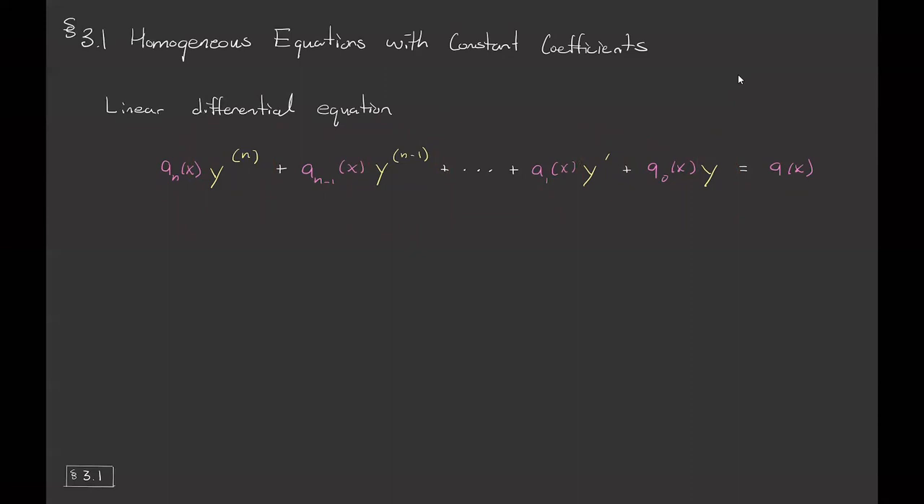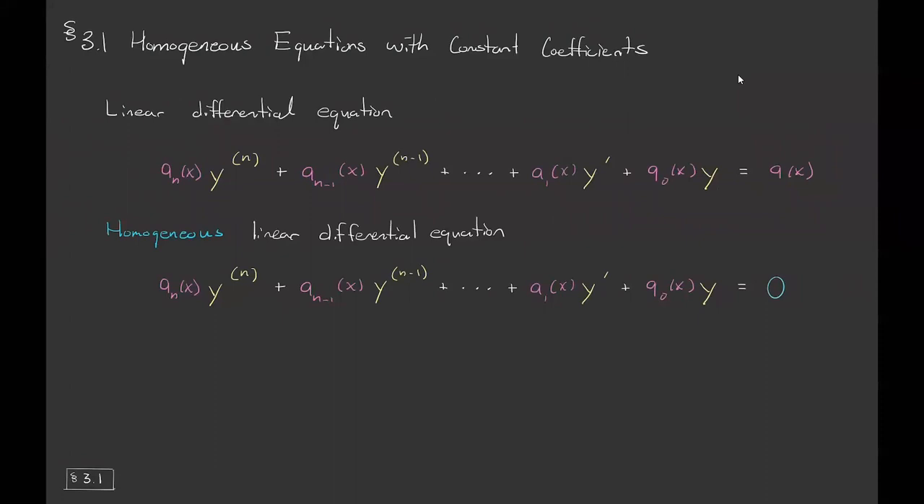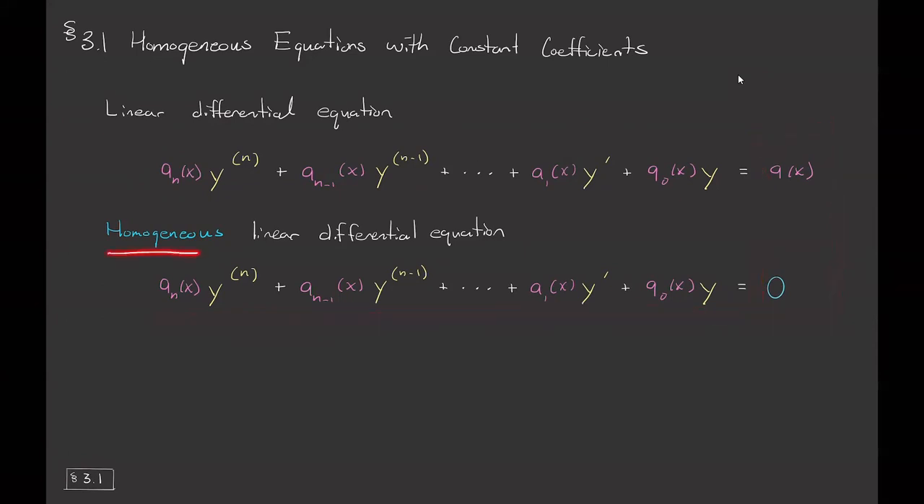Now, to start with, we're going to simplify this down in two ways. The first way is we're going to assume that this thing here is going to be equal to 0. When we have a linear differential equation with this a of x function being identically equal to 0, that's what we call a homogeneous linear differential equation.